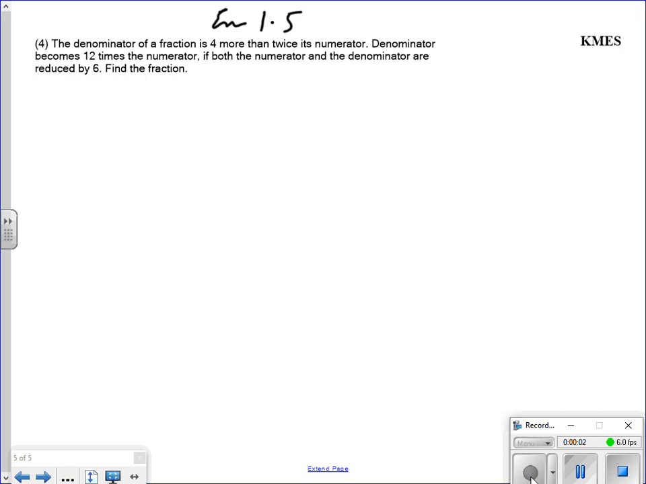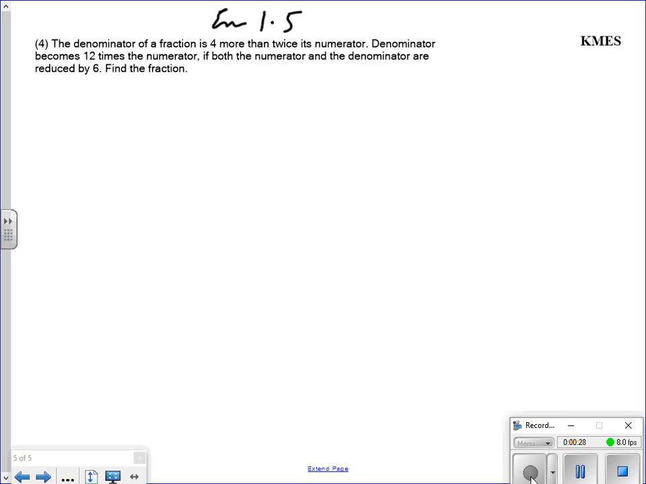The denominator of a fraction is 4 more than twice its numerator. The denominator becomes 12 times the numerator if both the numerator and the denominator are reduced by 6. Find the fraction. Here we are asked to find a fraction.